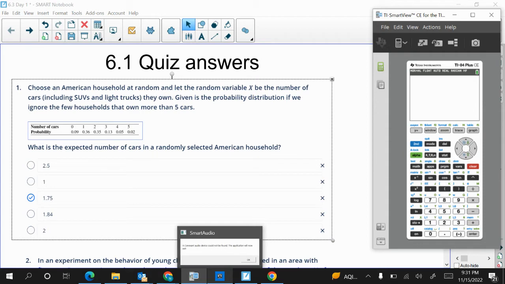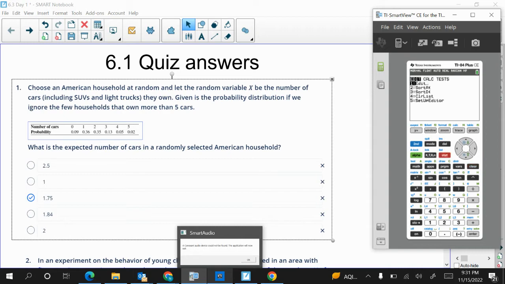So, question one, we have a distribution. In some of these, you might not have to read the whole problem. Sometimes you might want to. But I see it's a distribution. I jump to the answer, and it says, what is the expected number of cars in a randomly selected household?